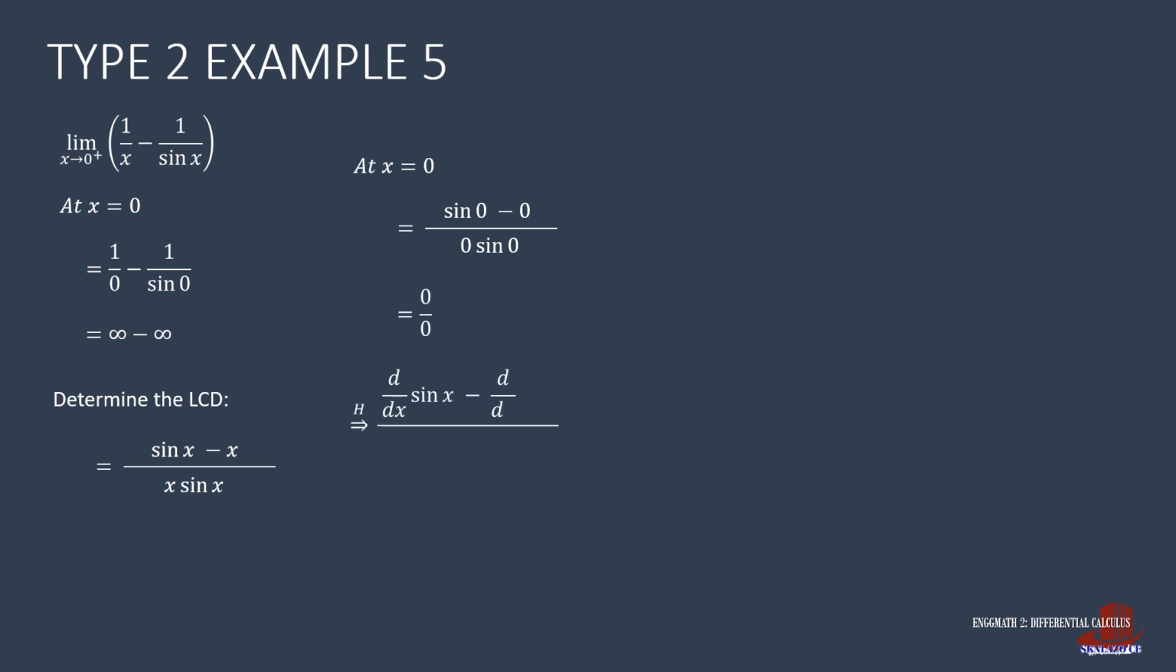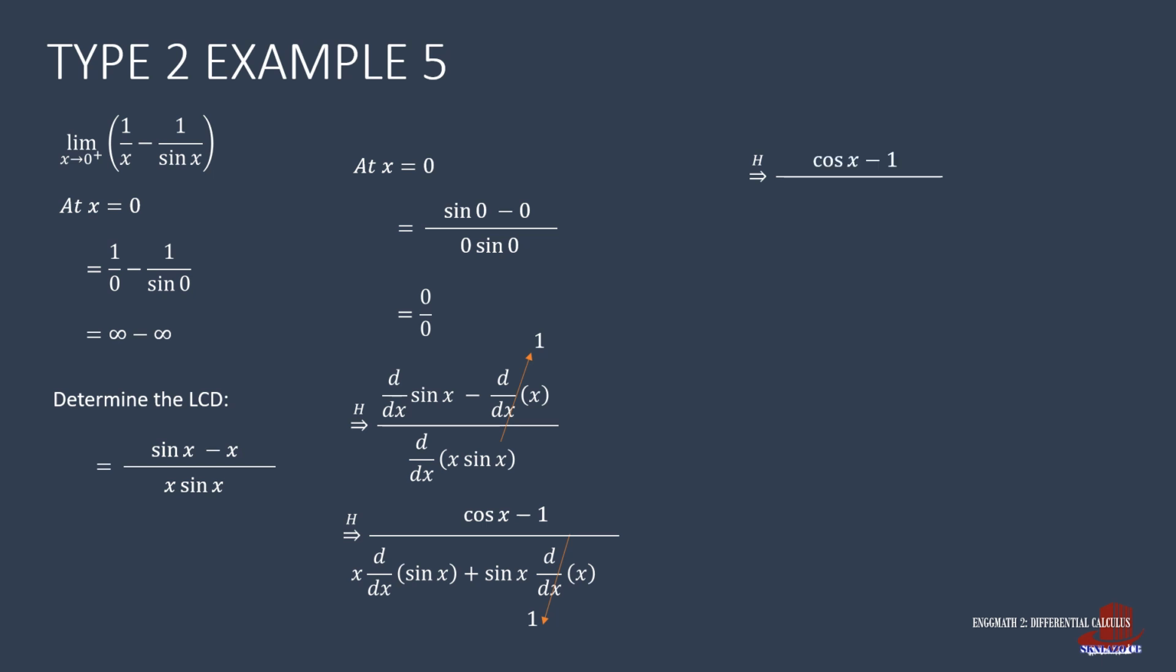Take the derivative of sine of x minus the derivative of x all over the derivative of x multiplied by sine of x. Again, the derivative of x is 1, so the numerator has cosine of x minus 1. The denominator contains two terms, thus we use the product rule, giving x times the derivative of sine of x plus sine of x times the derivative of x. Here again, the derivative of x is 1, so we have cosine of x minus 1 all upon x cosine x plus sine of x.